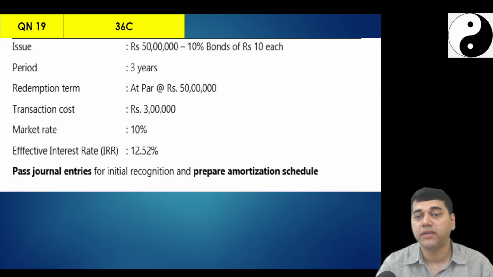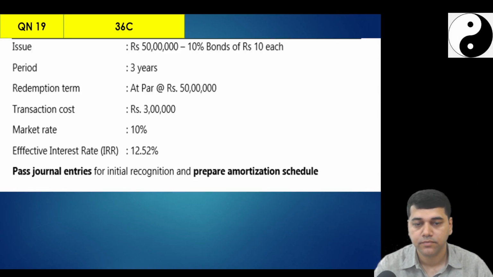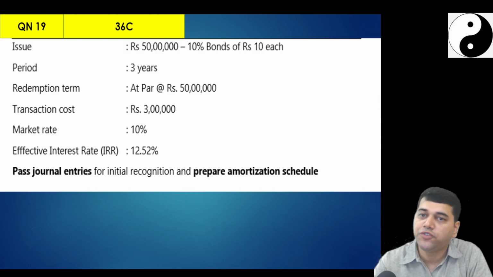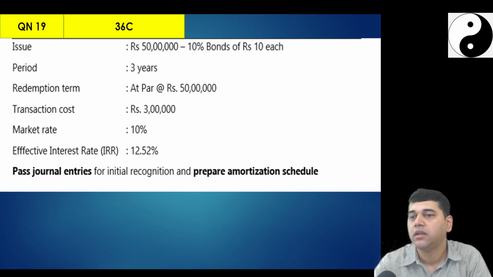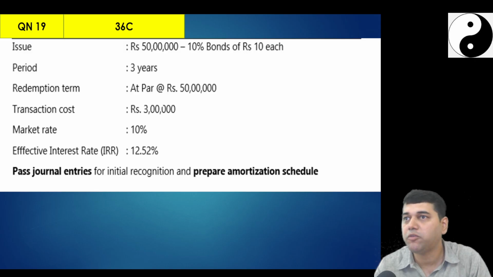Okay, take out question number 19 now. Now issue is 50 lakh, 10% bond. Period is 3 years at par. Redemption is at par only. Oh, very nice. Now is it at a market term or off market term?